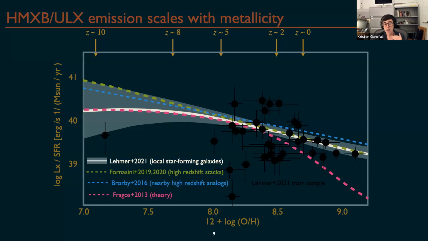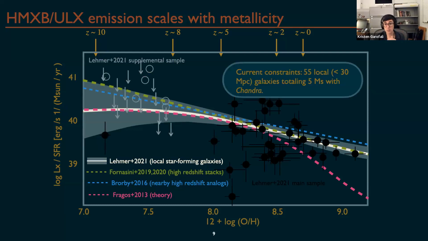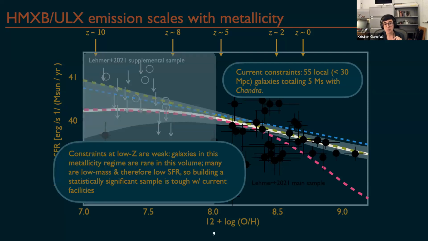And so the galaxies that were used to derive the relations in the previous slide are the following. It's 55 relatively nearby galaxies, totaling about 5 megaseconds with Chandra. You can see that there start to become very large errors at low metallicities. And this is because galaxies at these very low metallicities are really still rare in this volume where we can resolve populations. And they tend to be, if we find them, low mass galaxies and therefore pretty low star formation rates.